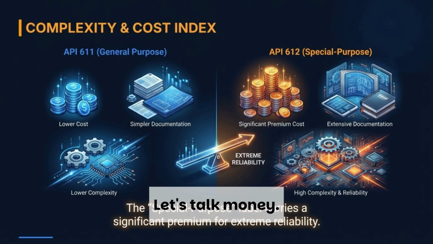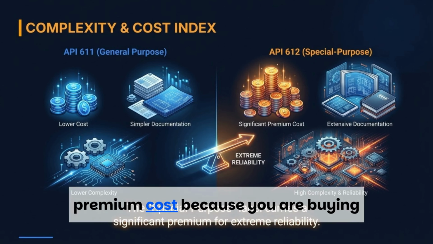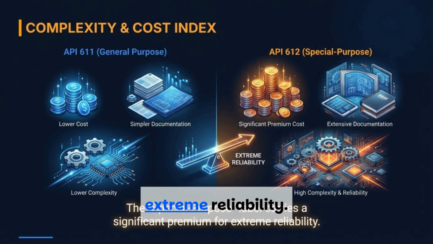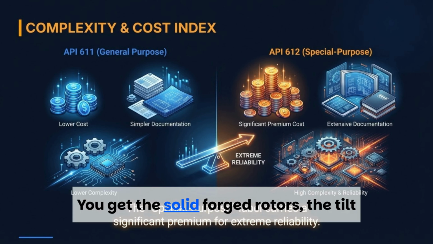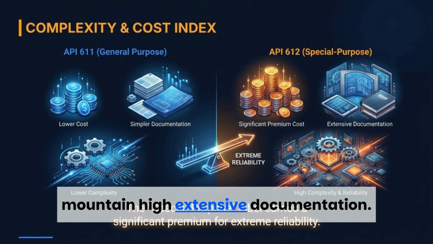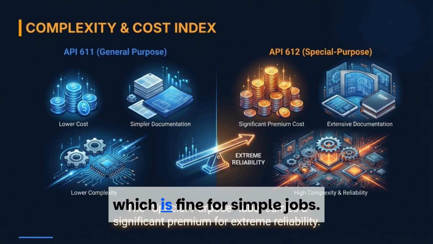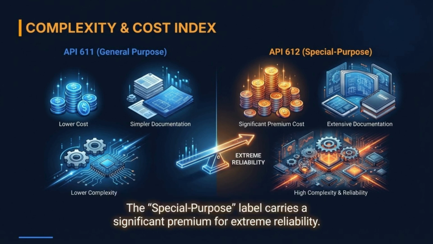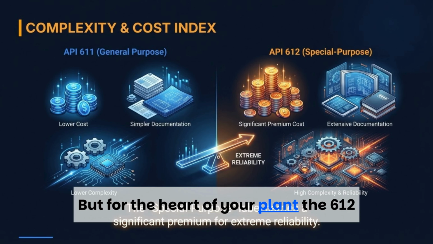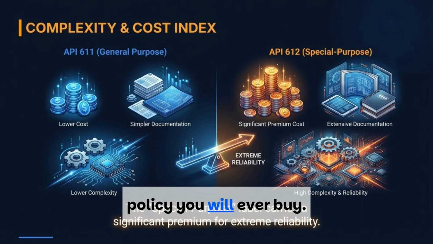Let's talk money. Why does API 612 carry a significant premium cost? Because you are buying extreme reliability. You get the solid forged rotors, the tilt pad bearings, the 4 hour test, and mountain high extensive documentation. API 611 is lower cost, lower complexity, which is fine for simple jobs. But for the heart of your plant, the 612 premium is the cheapest insurance policy you will ever buy.